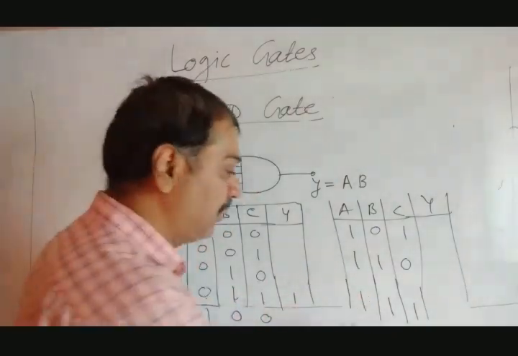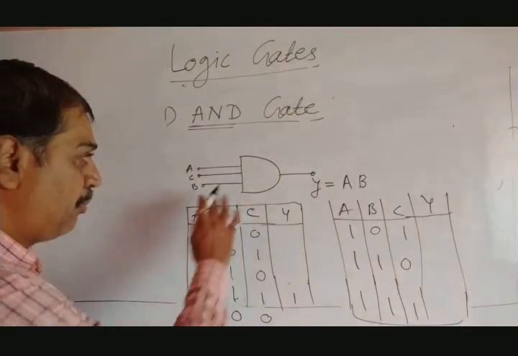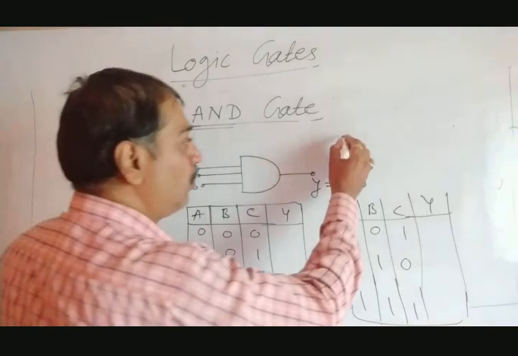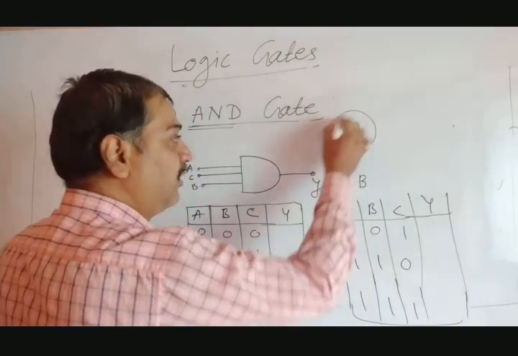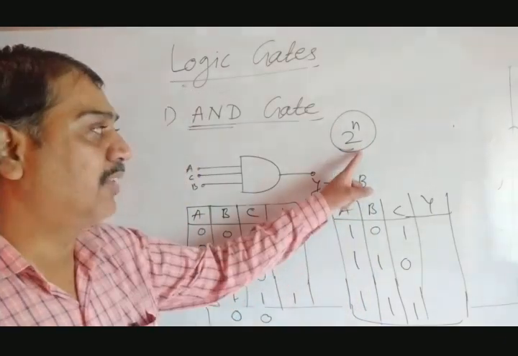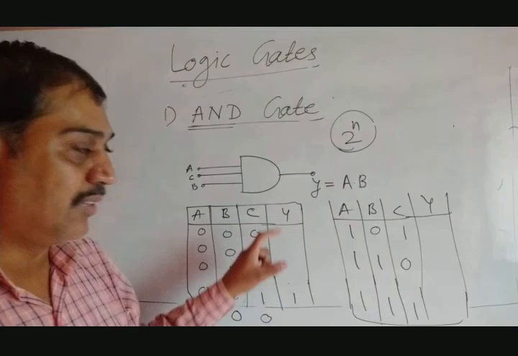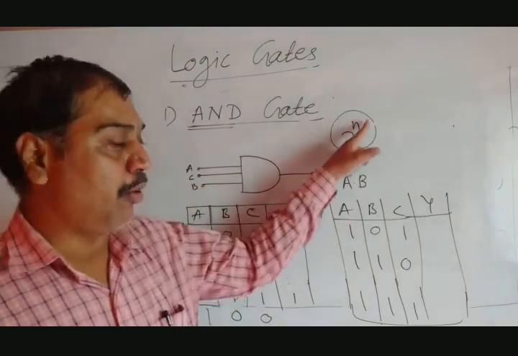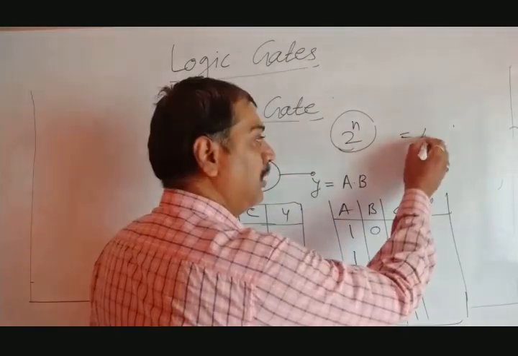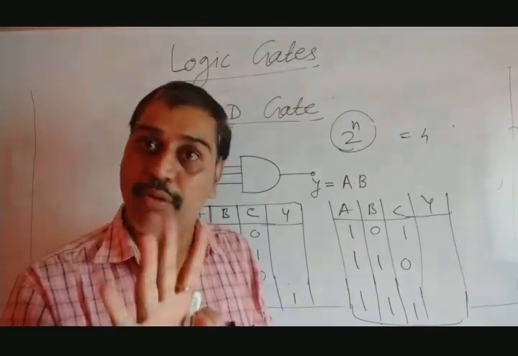And apart from this, there is one general formula to understand this. Whatever the number of inputs, initially we saw 2, the truth table has 2 raised to power n rows. This is the general formula. Now see, if it has 2 inputs, 2 to the power 2 is 4. That we get 0 0, 0 1, 1 0, 1 1, 4 rows for 2 inputs.